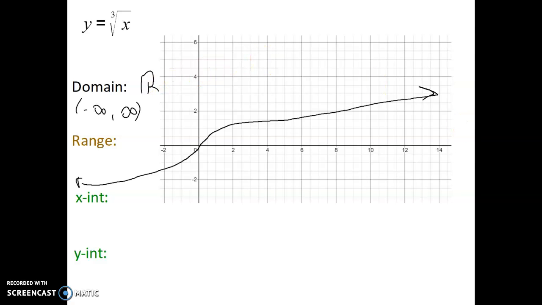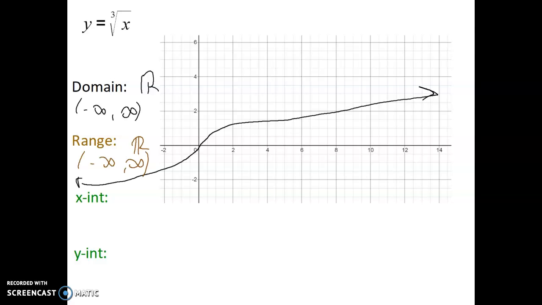All right, how about the range? Range is bottom to top. It's the smallest y value to the biggest y value. Well, this arrow, it does go left, but it also goes down. And this arrow, it does go right, but it also goes up. So the range then will be negative infinity to positive infinity, or all real numbers.